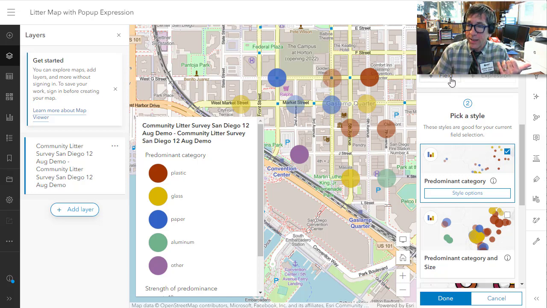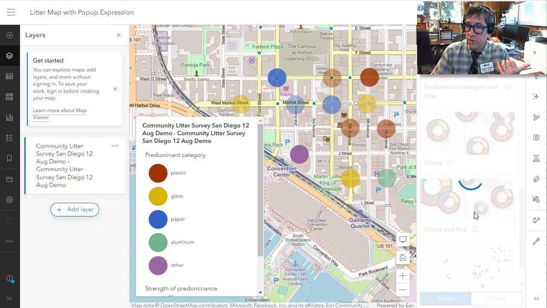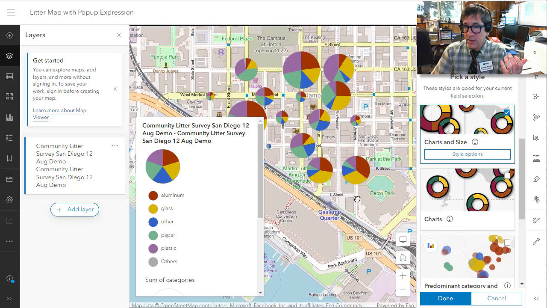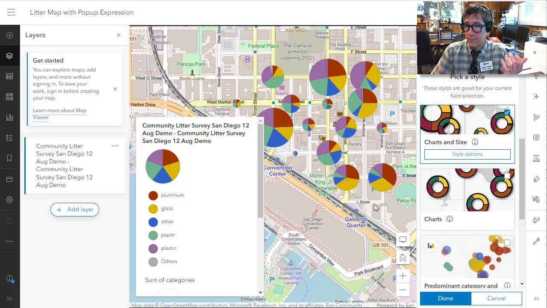But now let's go ahead and do this. What if we went to charts and size, and I'm going to say, ooh, now I've got a pie chart for each one of those litter points. Now I can see here that over on this side, aluminum is the biggest problem over by this stadium. Maybe a lot of cans dropped right there. Okay, well, what about this?